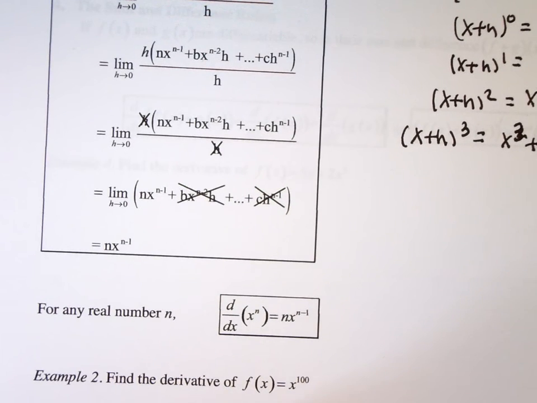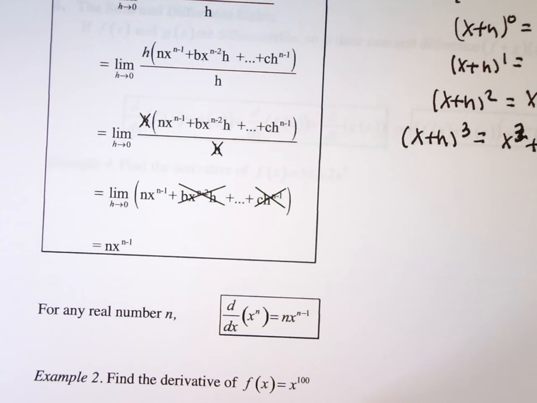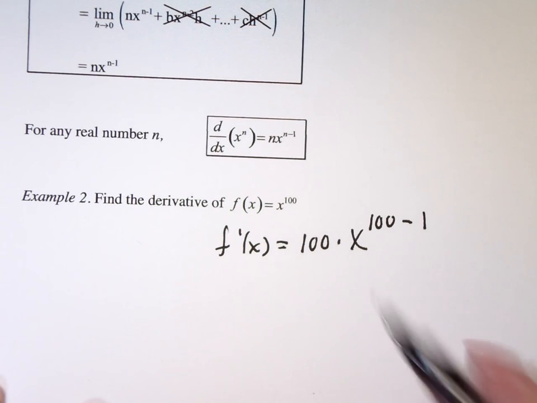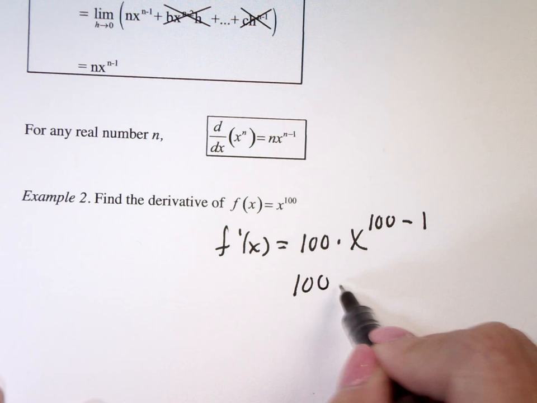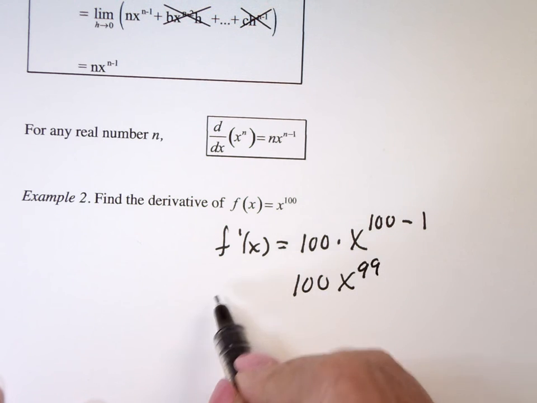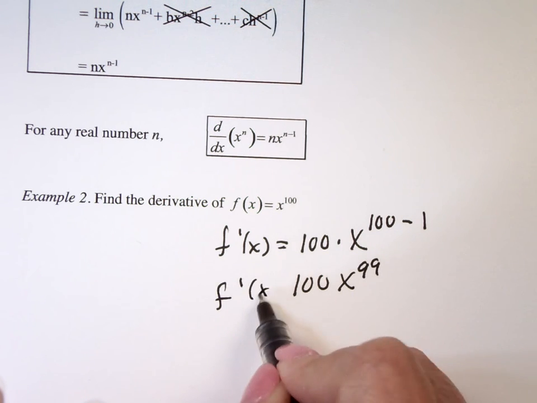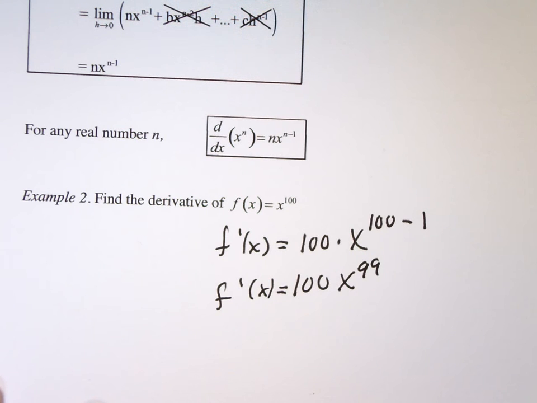So what would f prime be? It would be 100 times, bring the exponent down, x, reduce the exponent by 1, which would be 100 x to the 99. That is the slope of the tangent on x to the 100 power. You just give me the x value, I'll tell you what the slope of the tangent is at that point.